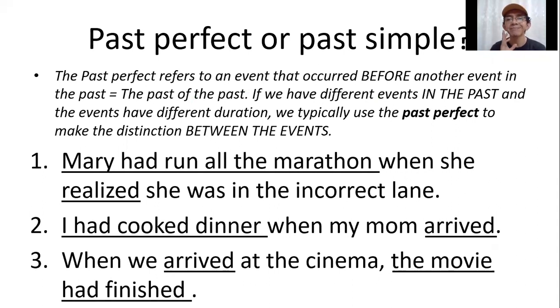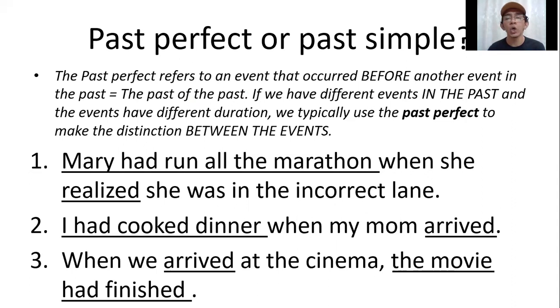Number one, Mary had run all the marathon when she realized she was in the incorrect lane. She finished, yeah, in the past. And when she finished, she realized that she was in the incorrect lane. So she did something completely, and then she looked back and she said, oh no, I did it wrong.